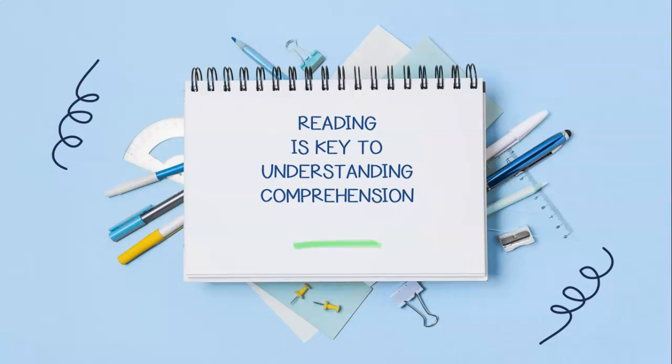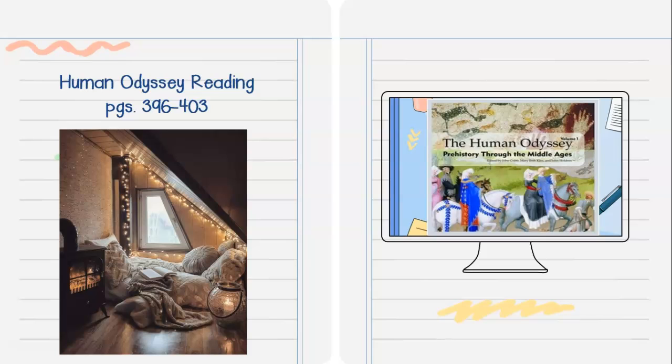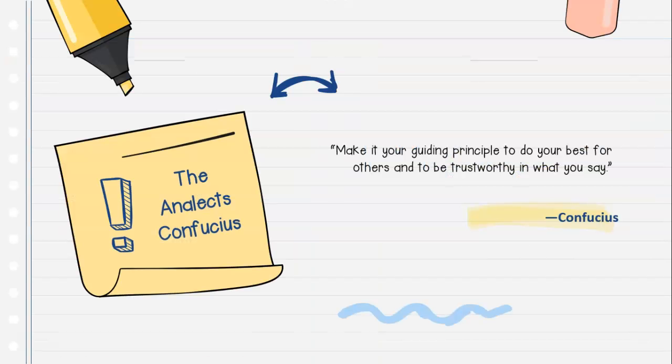And again, reading is key to understanding. So make sure you do have your reading complete, pages 396 to 403 in your Human Odyssey book. Here's our quote section, the Analects of Confucius. Make it your guiding principle to do your best for others and to be trustworthy in what you say. And that was said by Confucius.